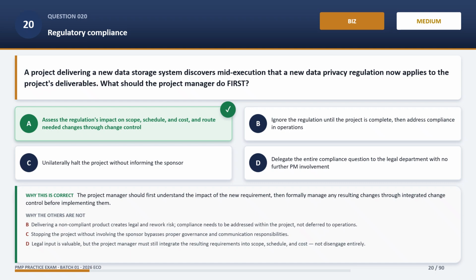Unilaterally halt the project without informing the sponsor is incorrect. Stopping the project without involving the sponsor bypasses proper governance and communication responsibilities. Delegate the entire compliance question to the legal department with no further PM involvement is incorrect. Legal input is valuable, but the project manager must still integrate the resulting requirements into scope, schedule, and cost, not disengage entirely.